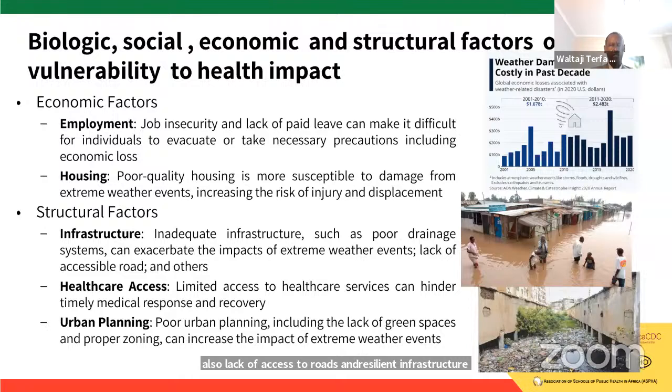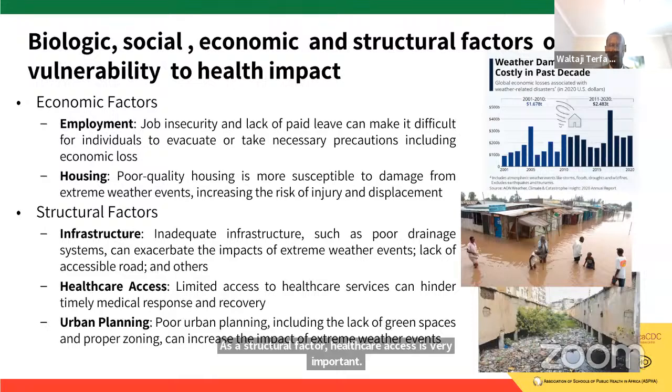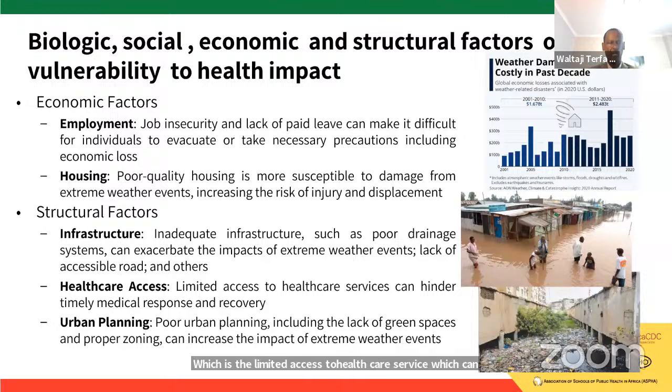So as a structural factor, healthcare access is also very important, which is the limited access to healthcare service, hindering timely medical response and recovery. In terms of exposure, there is poor urban planning, and also in a rural area, it affected the agriculture and the house structure, the very weak house structure they are having. So these are the structural factors.